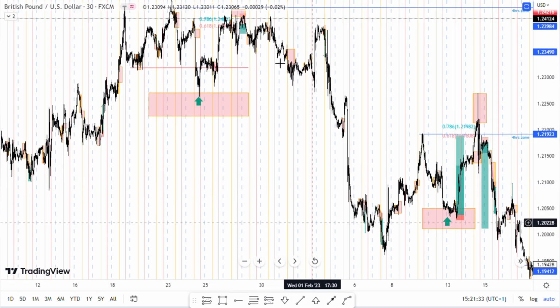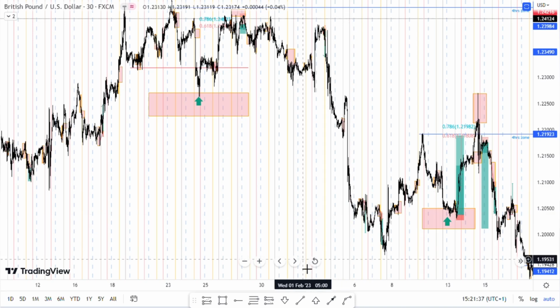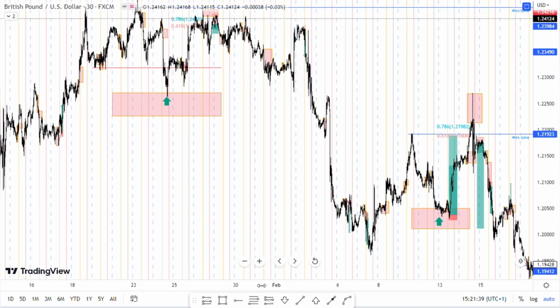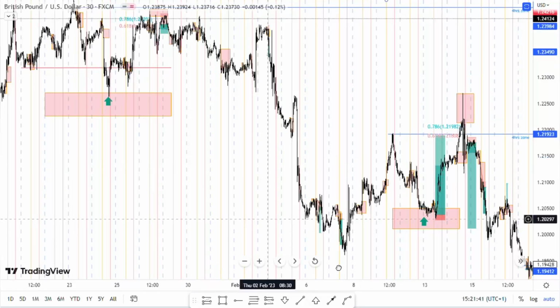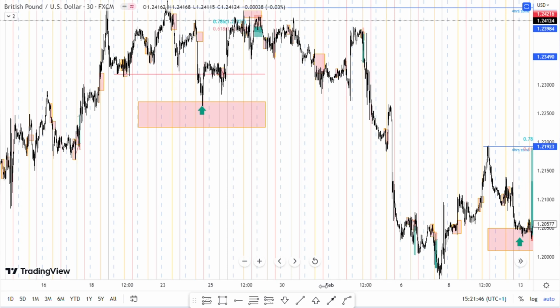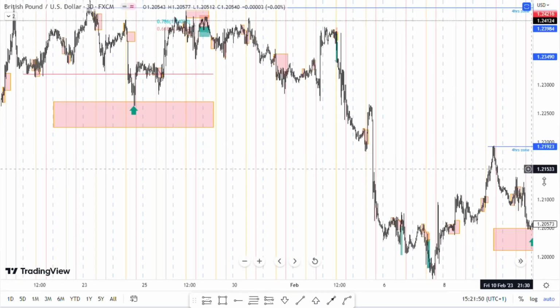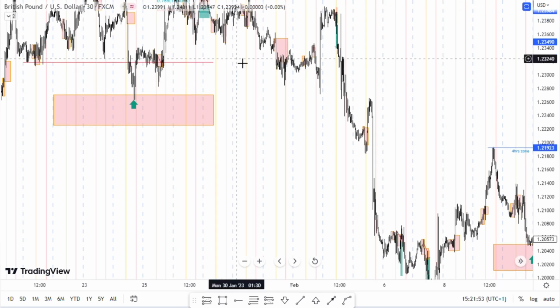Okay, yes, this is the trade here. Okay, yes, I did not use double entry. I remember, I was meant to, but I did not use double entry.